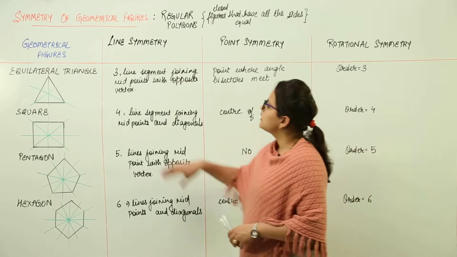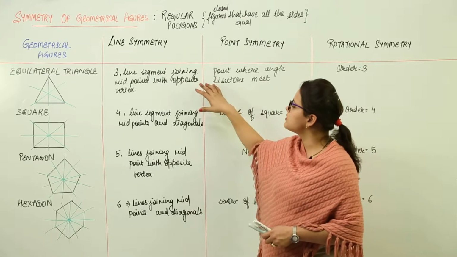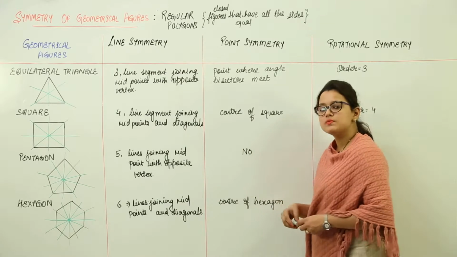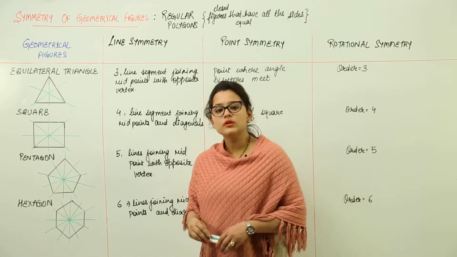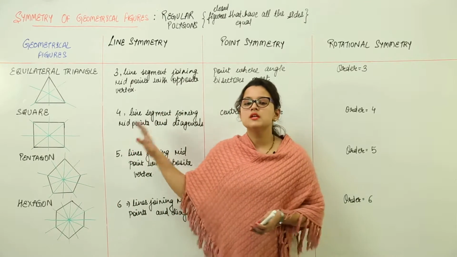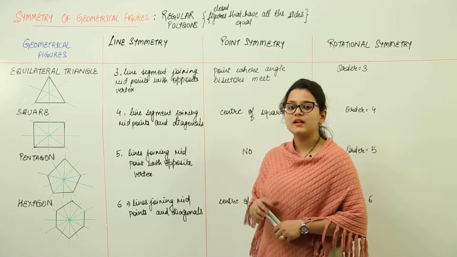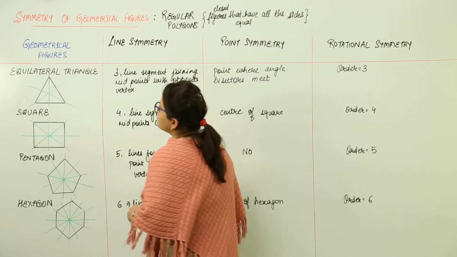Now we have the symmetry of geometrical figures, but these geometrical figures are going to be the regular polygons. So regular polygons are those polygons, or you can say the closed figures, that have all the sides equal to each other. So here we are going to discuss the regular polygons specifically, that is the figures that have all the sides equal. First we have the equilateral triangle.